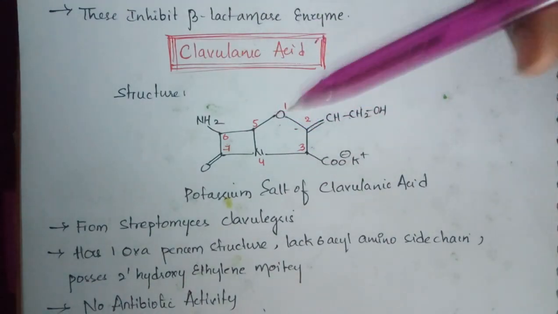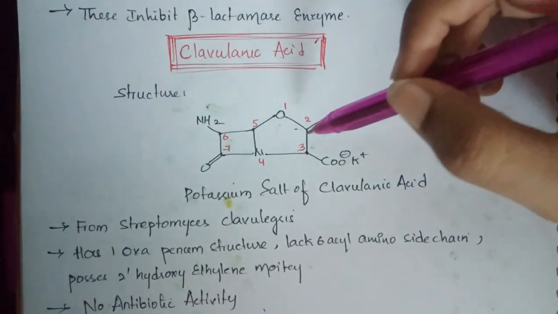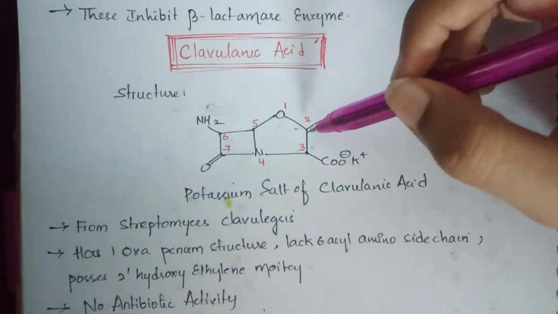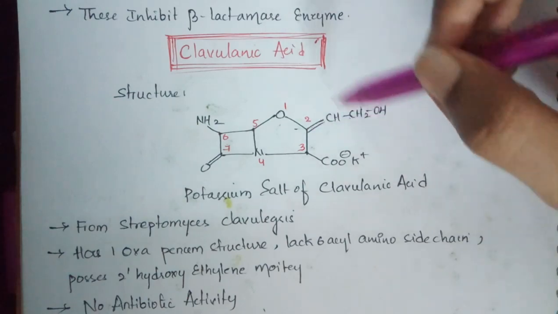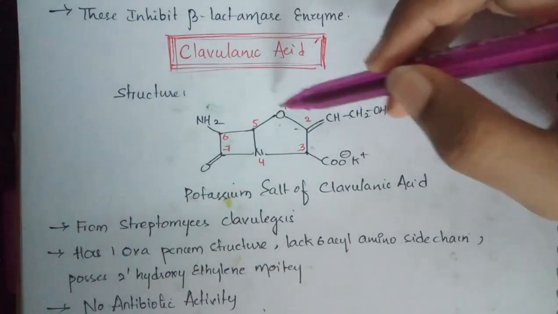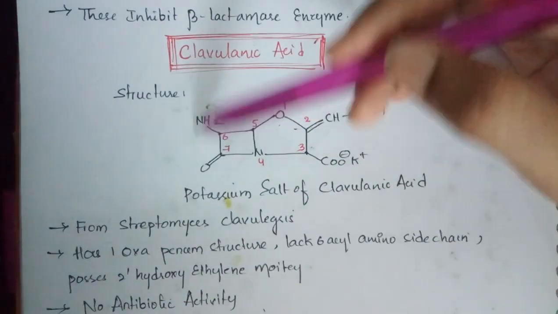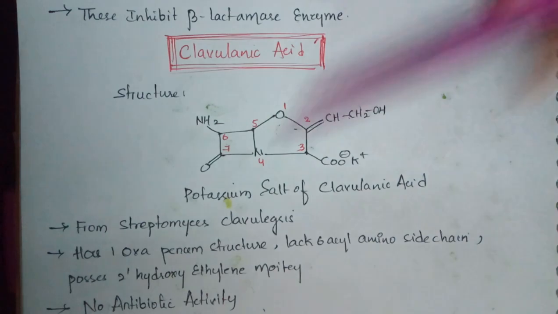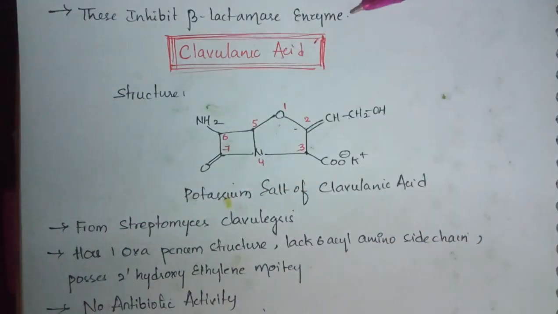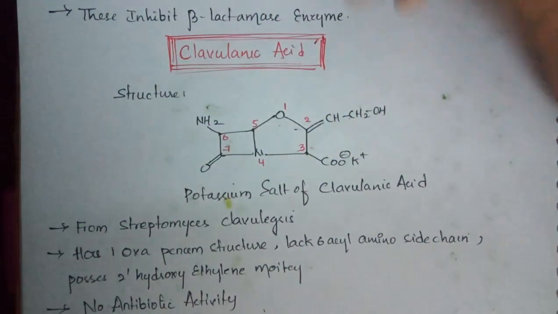This is similar to that of penicillin. In penicillin you have 2 methyl groups. Instead of 2 methyl groups, here you have CH, CH2OH, and instead of sulfur you have oxygen. Here with the acyl ring you have an amine group. Later, it is obtained from Streptomyces clavuligerus, and it has a 1-oxapenem structure.